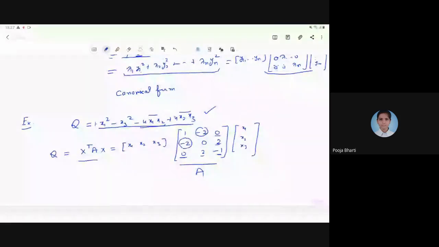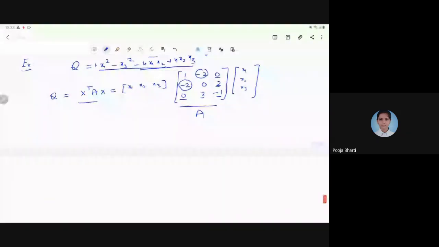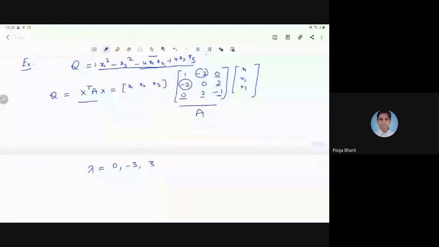For this, first you need to find eigenvalues of A. I'm writing eigenvalues. Please do this yourself. You will find 0, minus 3, 3. All are different. So this time constructing orthonormal matrix is easy. Why? Because if all are different, then you will get three linearly independent eigenvectors, and those will be orthogonal also.